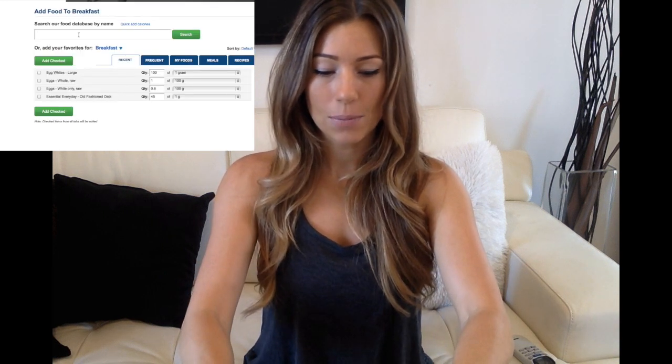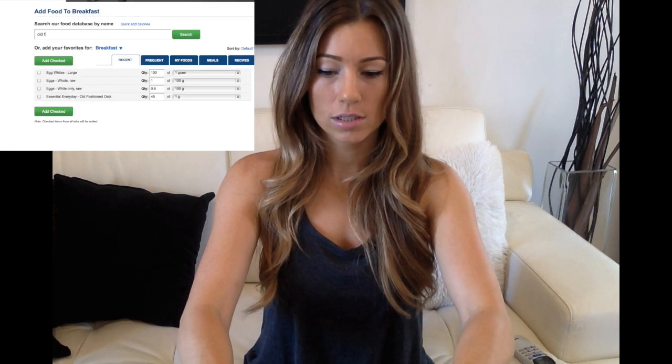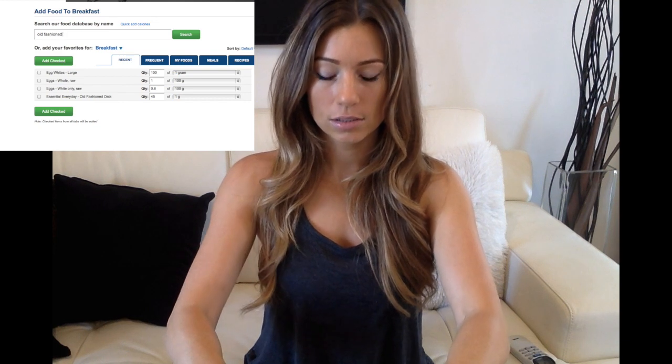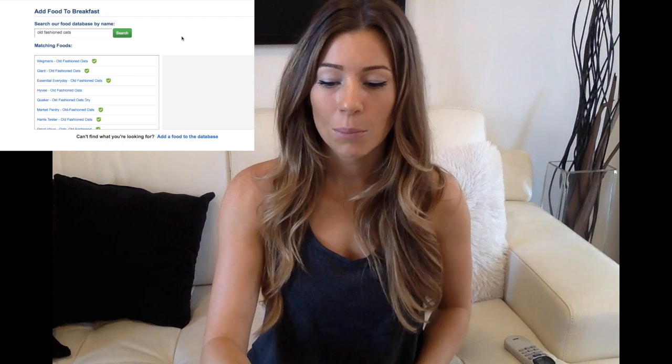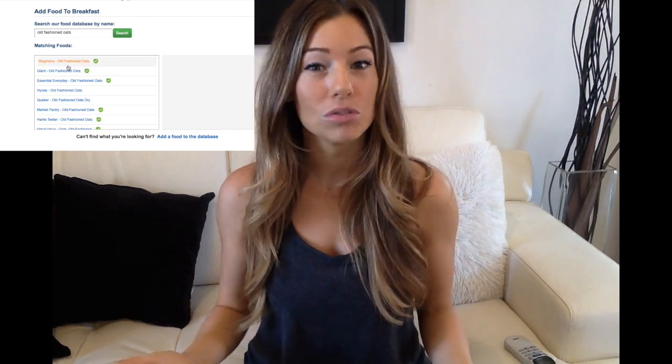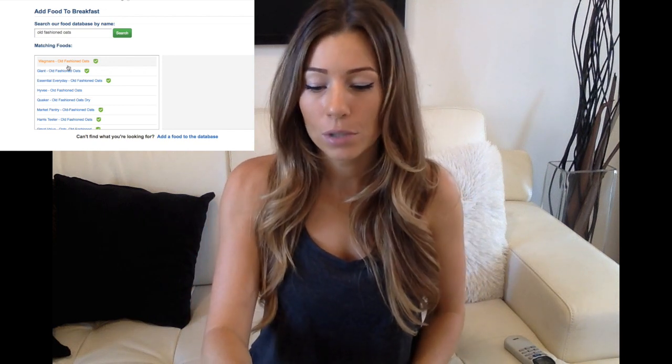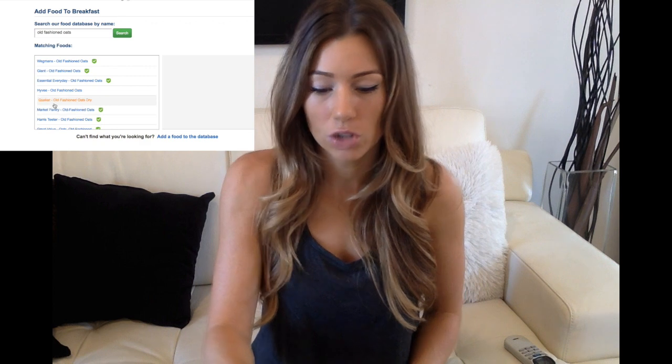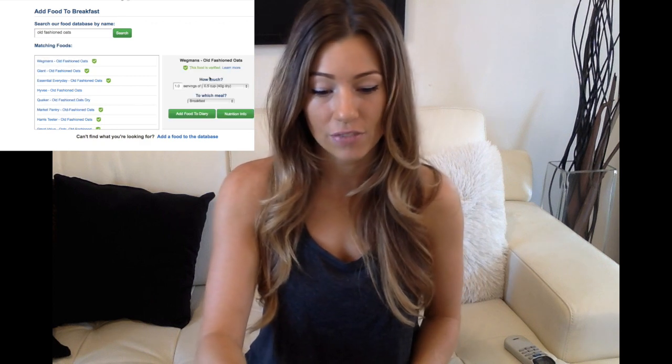Now we're going to add the oatmeal. So I always just type in old-fashioned oats. And if you have a specific brand, you can look for the brand. I feel like old-fashioned oats should be about the same if they're genuinely old-fashioned oats and they don't have any added flavors or anything like that. So I'm pretty fine with just choosing the first one, and it says it's verified.